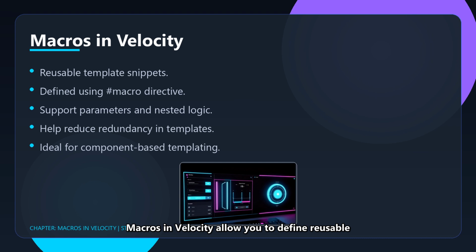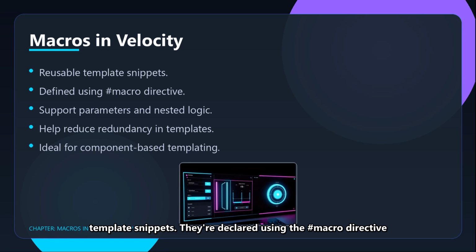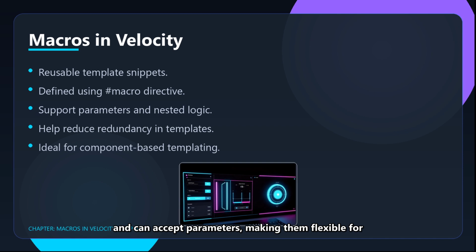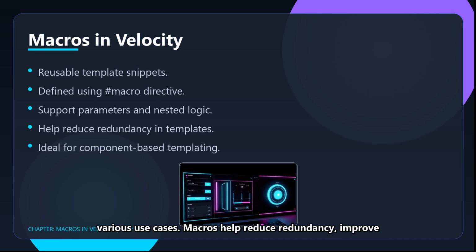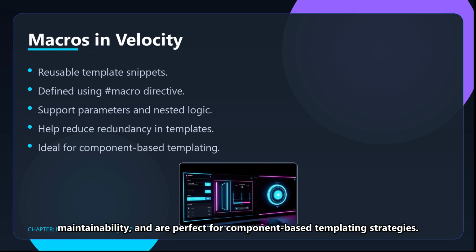Macros in Velocity allow you to define reusable template snippets. They're declared using the #macro directive and can accept parameters, making them flexible for various use cases. Macros help reduce redundancy, improve maintainability, and are perfect for component-based templating strategies.